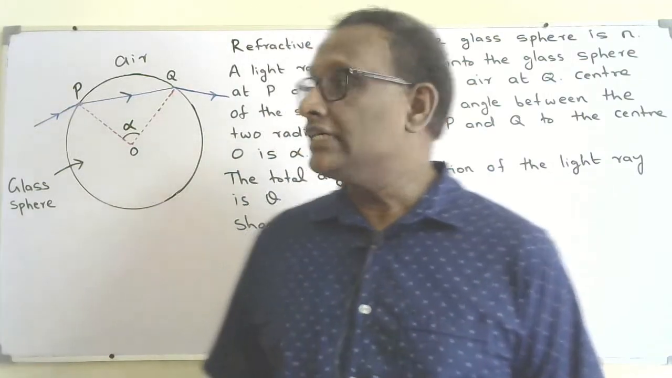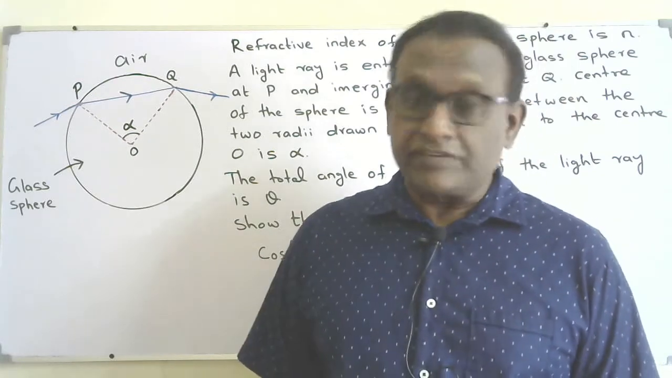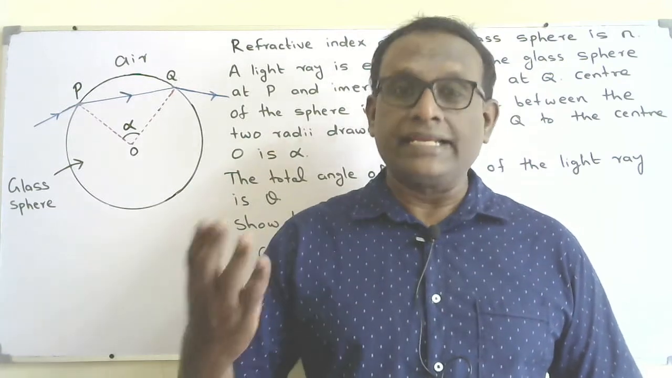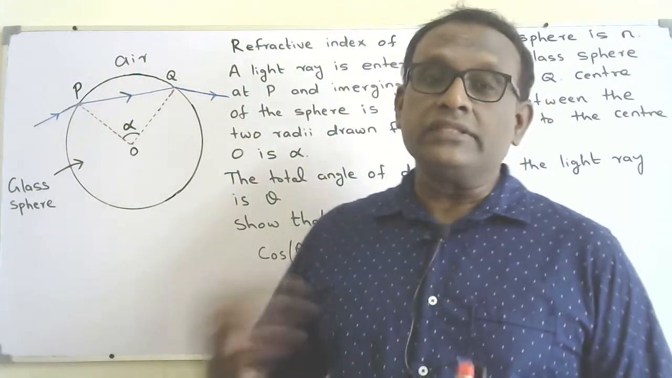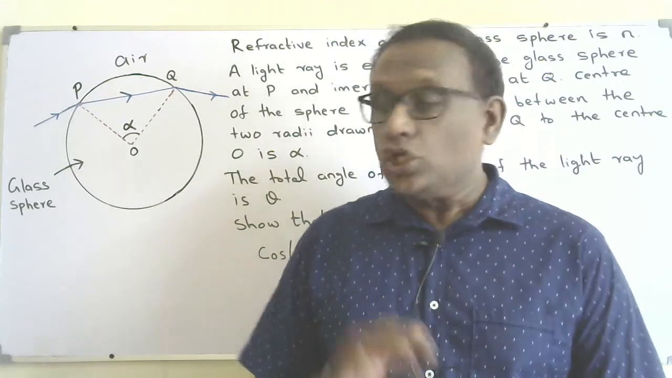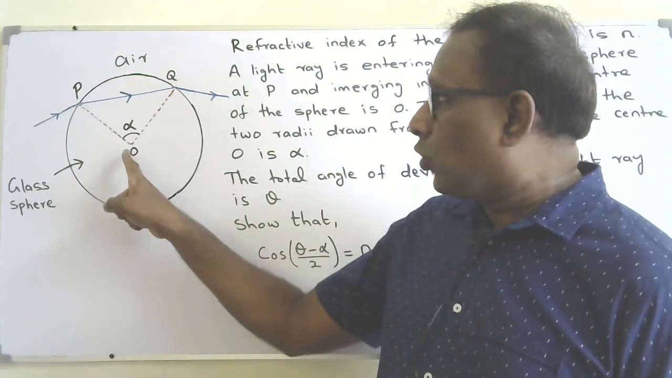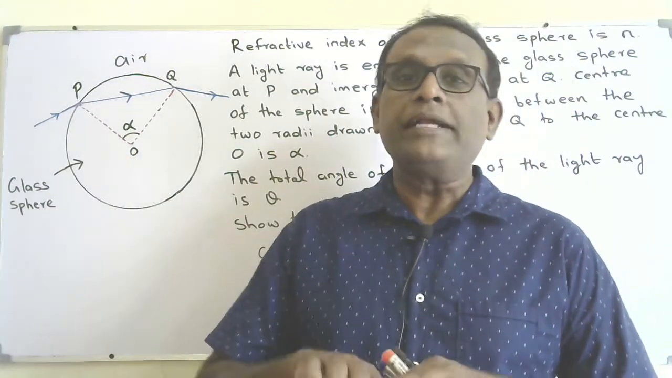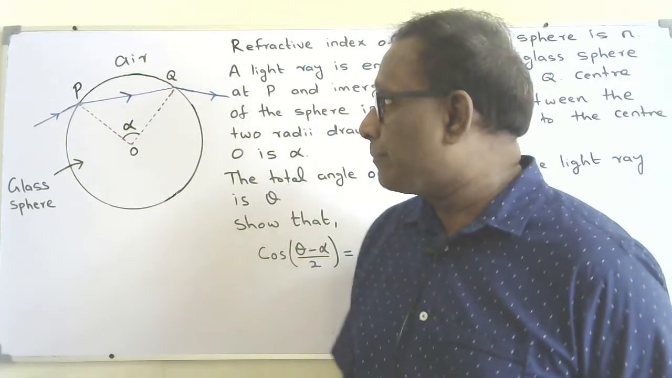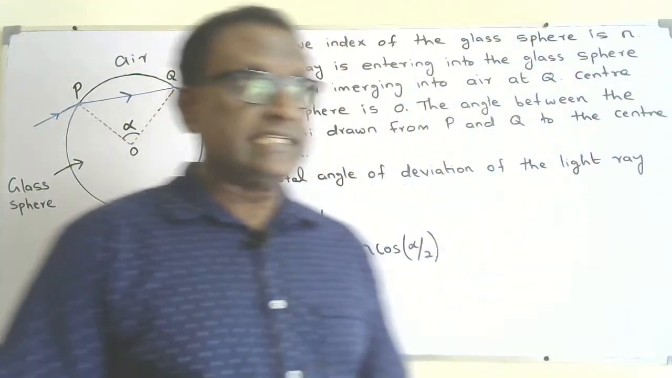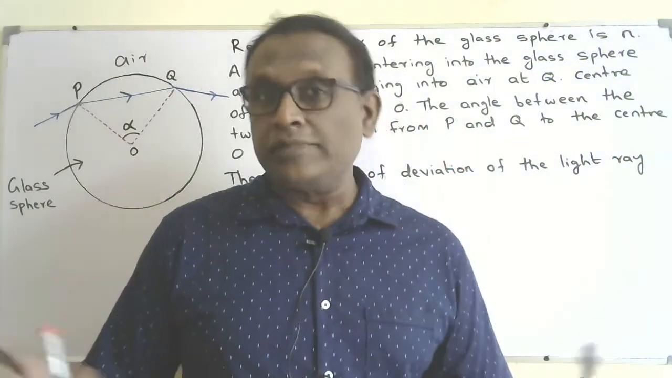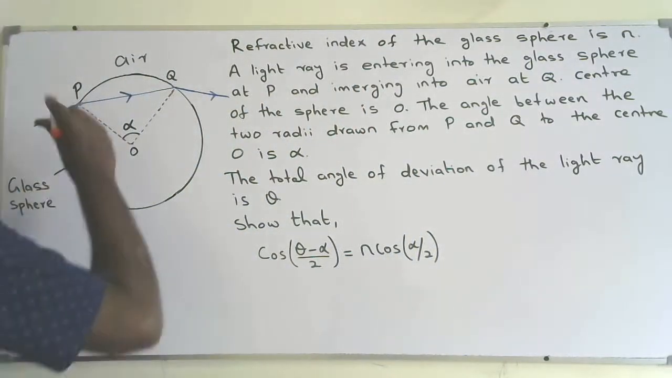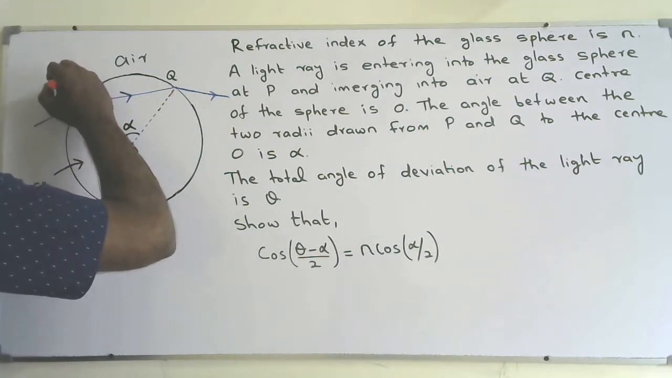When we consider angle of incidence and angle of refraction, for example when we are using n equals sine i over sine r, that is the refractive index, both the angles i and r must be measured with the normal to the boundary. O is the center, and the radius OP will always be perpendicular to the surface of the sphere. So we should measure the angle of incidence and angle of refraction with the normal to the surface.